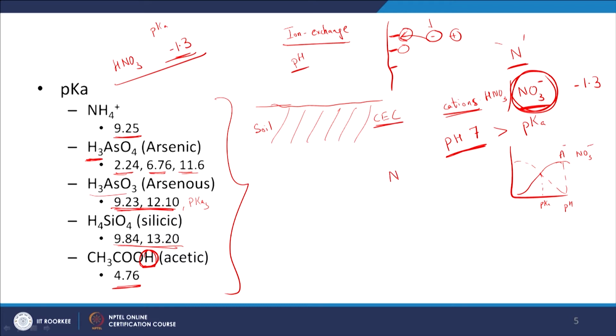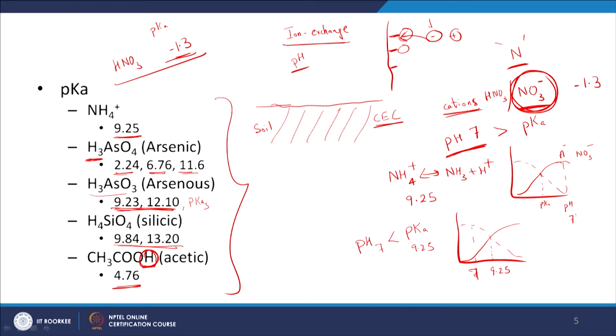But with respect to ammonium, NH4 plus can dissociate into NH3 and H plus, and that is what we have here. The pKa value for this particular case, pKa1, is 9.25. So the pKa is 9.25 and the pH is going to be 7. Here we see that the pH, which is 7, is less than the pKa, which is 9.25. This is what we see in this graph here.